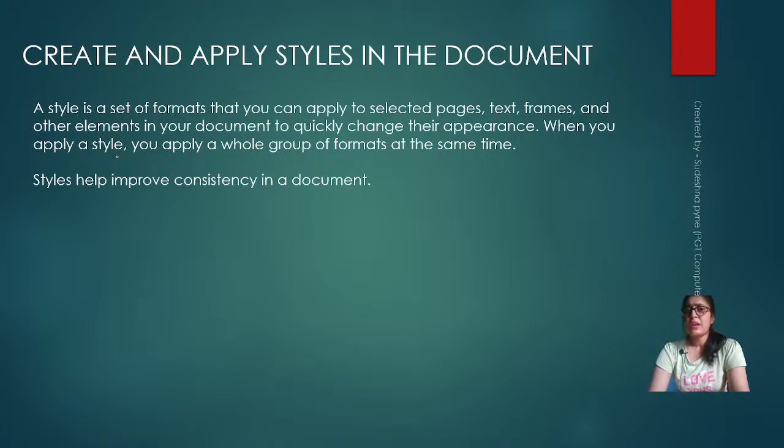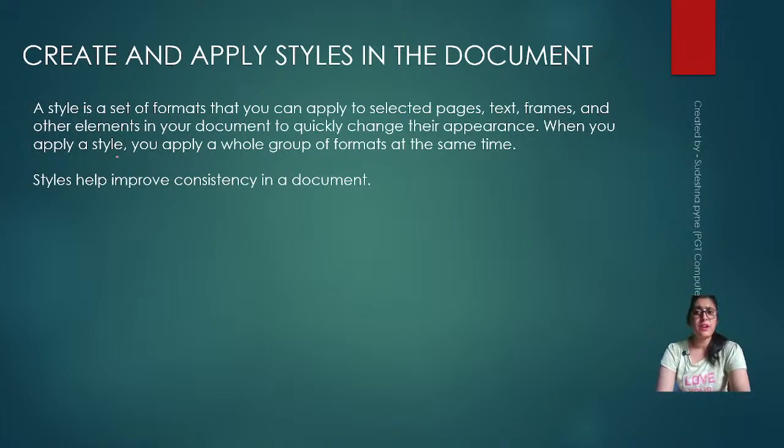Now see, create and apply style in document. How to create and apply style in document. First of all, how to create the document? First we will open the OpenOffice, then double click on the digital documentation, or single click over it. A new sheet will be created, a white sheet will be created.